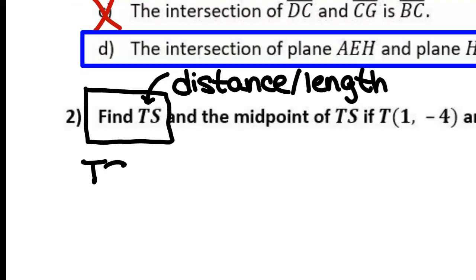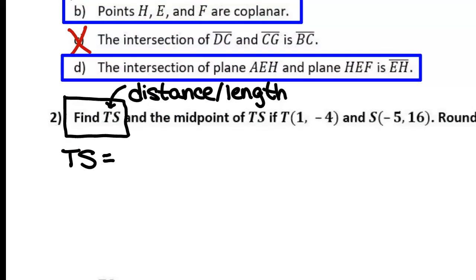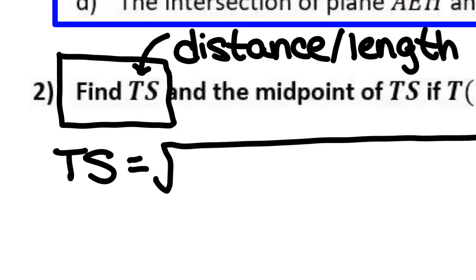All right, so we're going to find the distance or the length of segment TS. So I need TS equals, and then a big square root sign. Inside the square root sign, we need parentheses. We do x2 minus x1.